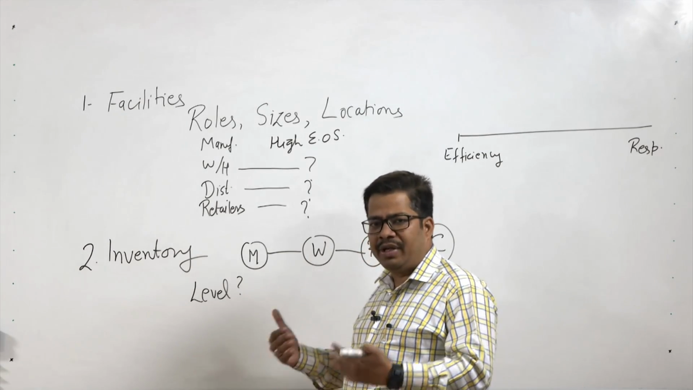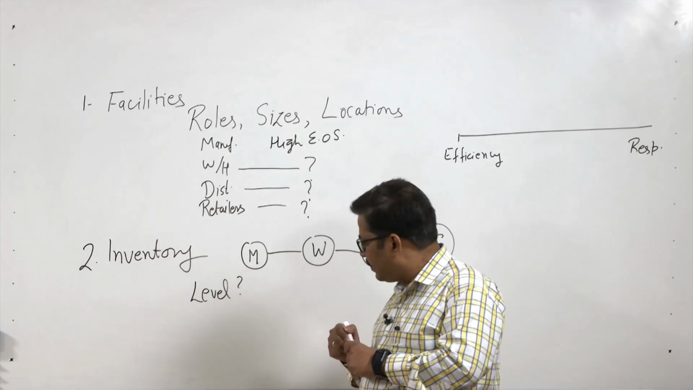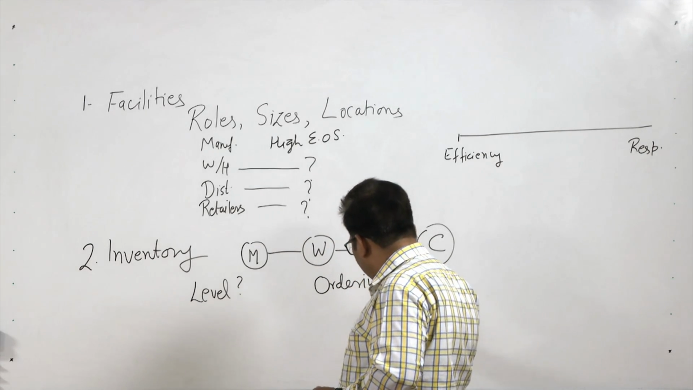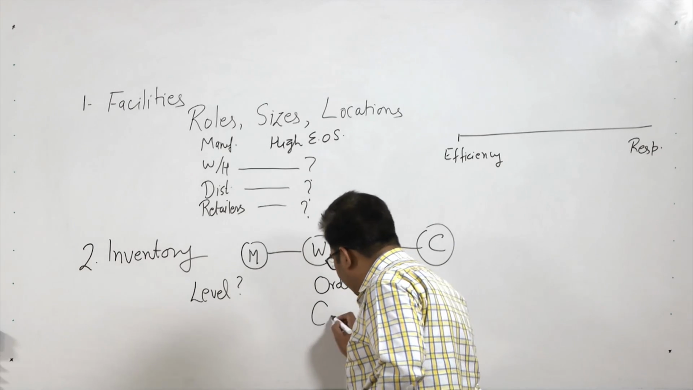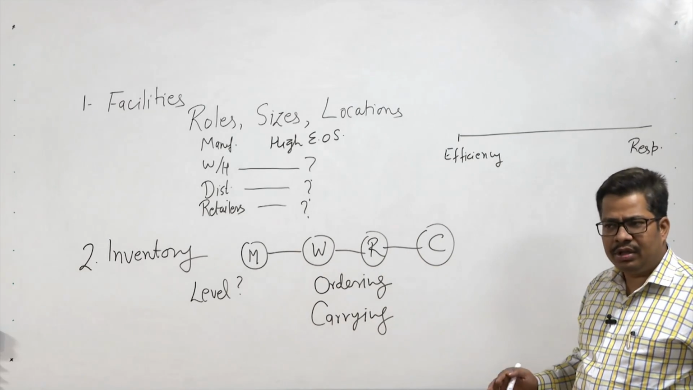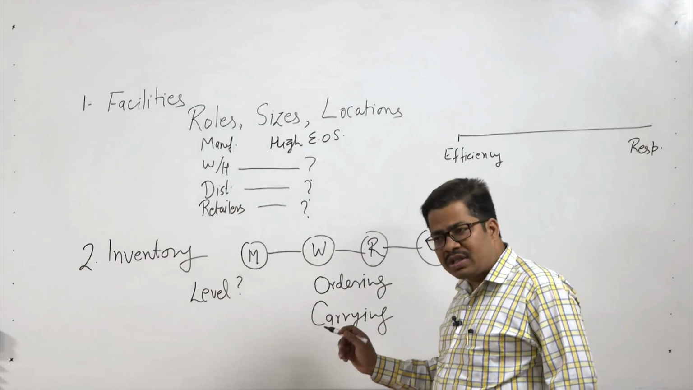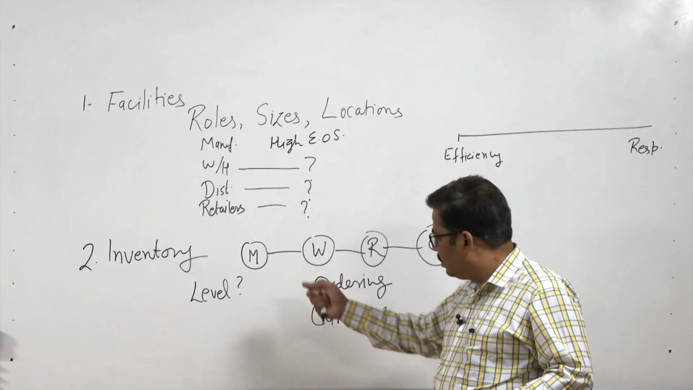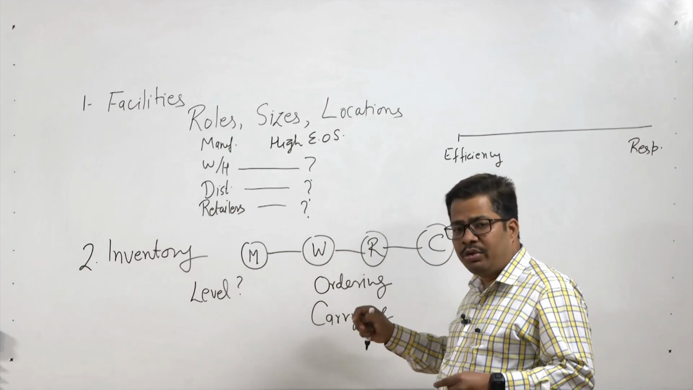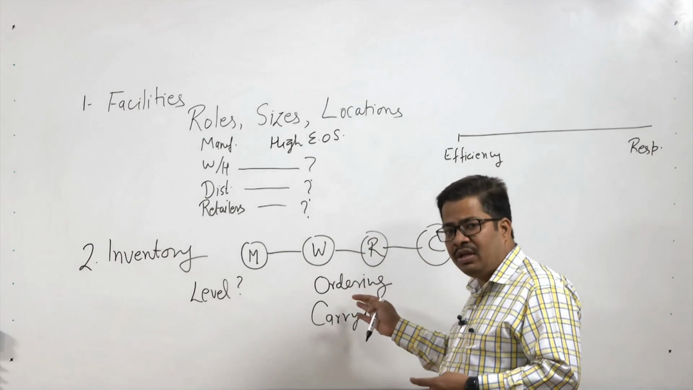Because whenever you are keeping inventory, there are two types of very important costs which we are incurring. These costs are the ordering cost, and the second is carrying cost. The ordering cost, depending on the situation, can be the loading unloading cost. If a particular packet is coming from the wholesaler to the retailer, the loading at the wholesaler and unloading at the retailer, those types of costs are part of the ordering cost.